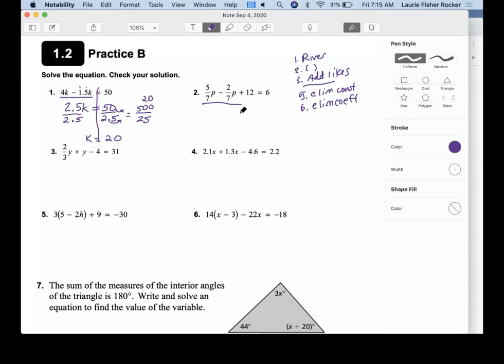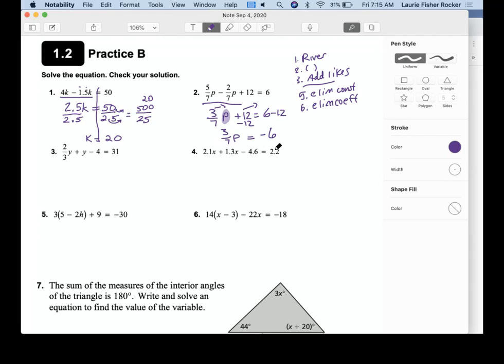Okay. So I've got 5/7p minus 2/7p, so 5 minus 2 is 3/7 p plus 12. And don't freak out about that silly fraction, because right now, we've got our p right there. So we need to eliminate these guys here. So minus 12, minus 12. So we have 3/7 p equals negative 6. So be careful of those negatives.